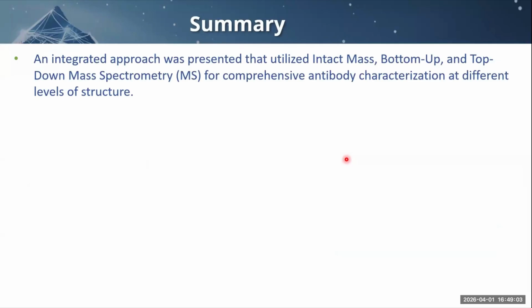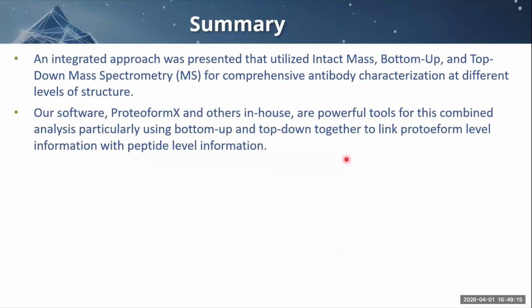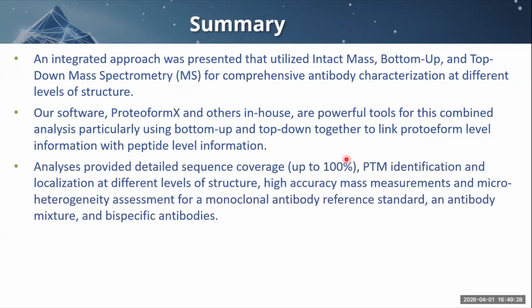In summary, an integrated approach was presented that utilized intact mass, bottom-up, and top-down mass spectrometry for comprehensive antibody characterization at different levels of structure. Our software, ProteoformX, and others in-house are powerful tools for this combined analysis, particularly using bottom-up and top-down together to link proteoform-level information with peptide-level information. The analyses provided detailed sequence coverage up to 100%, PTM identification, and localization at different levels of structure.